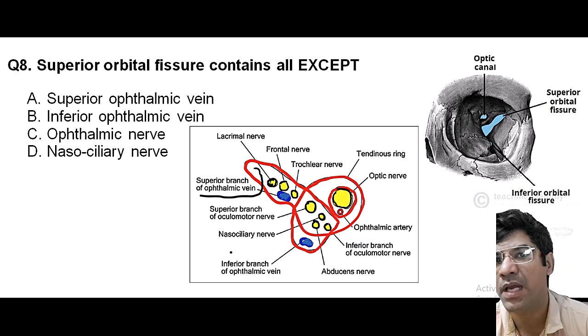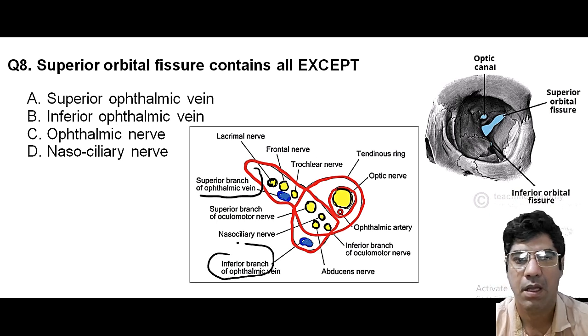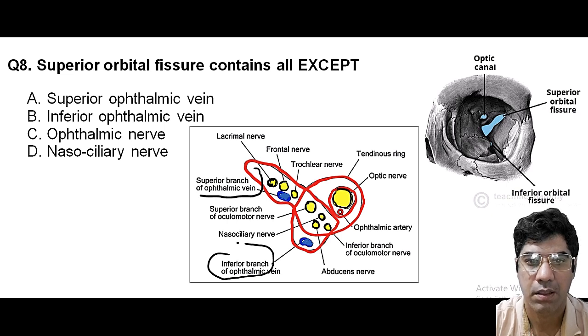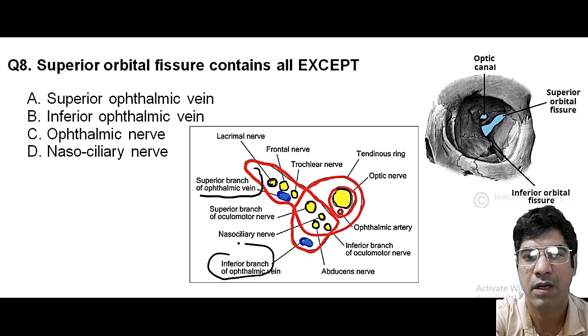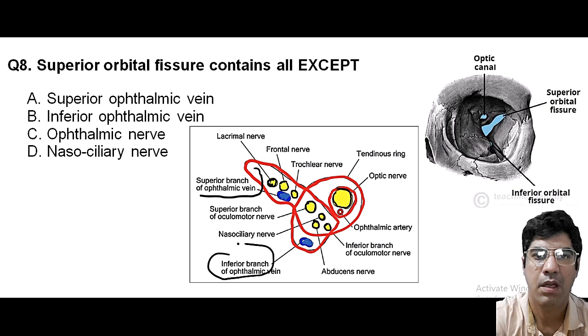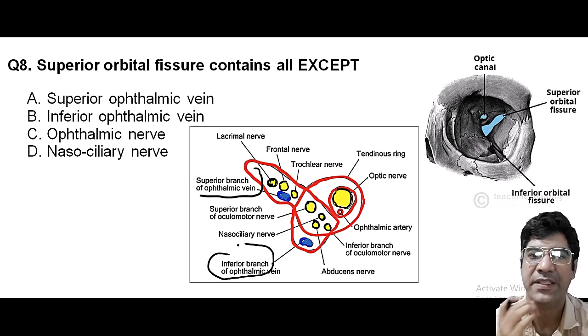The inferior ophthalmic vein drains blood from the lower aspect of the eye. Option C is ophthalmic nerve. The ophthalmic nerve itself does not pass through the superior orbital fissure.